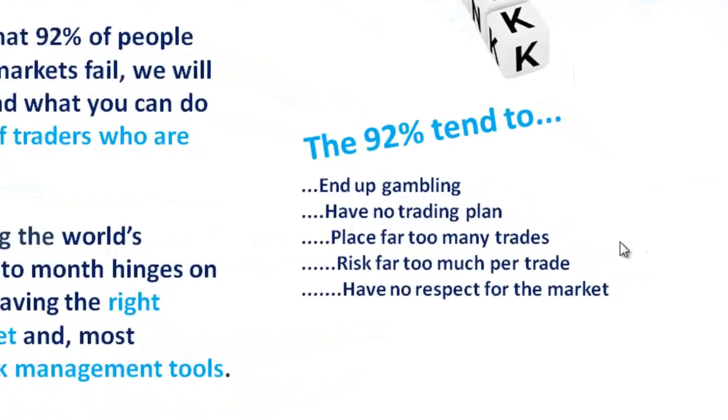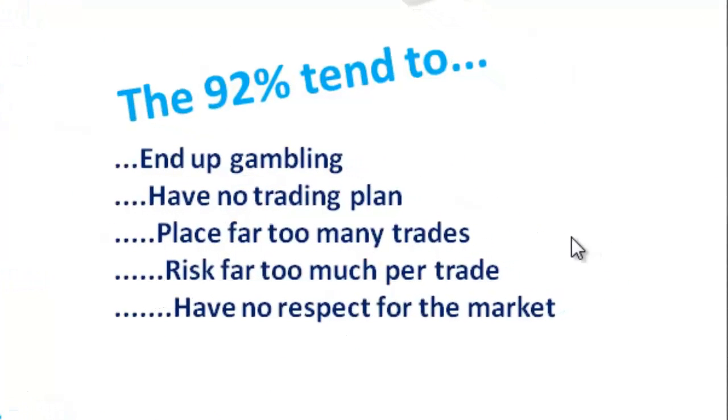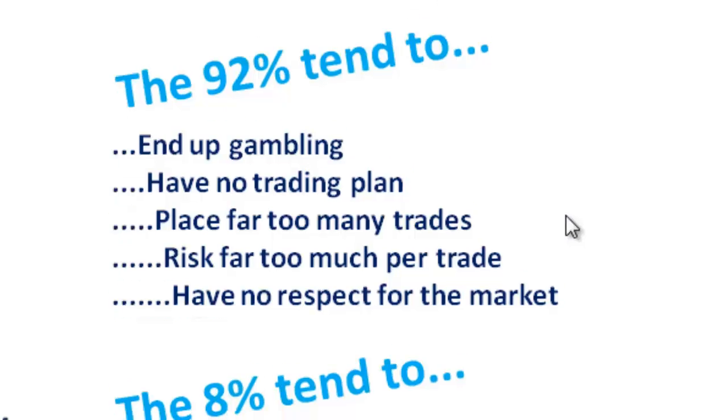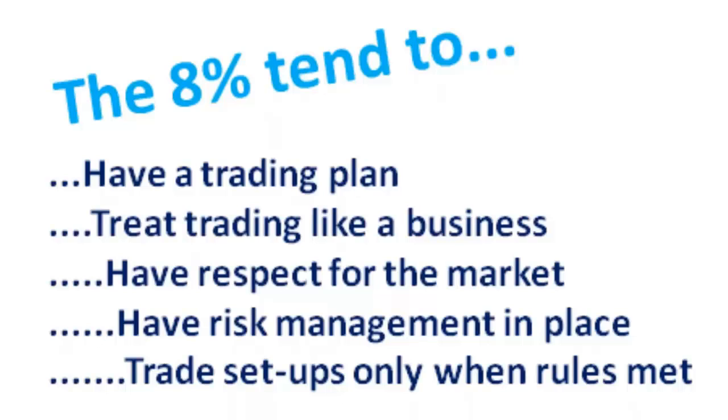So what do the 92% of people who fail tend to do? Well, they gamble, they have absolutely no trading plan whatsoever, they place a very high frequency of trades with pure blind faith, they risk too much per trade, and they have absolutely no respect for the utter chaotic randomness of the market. Compare this to the 8% who quietly make their money on a consistent basis.